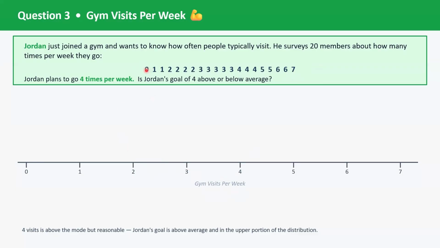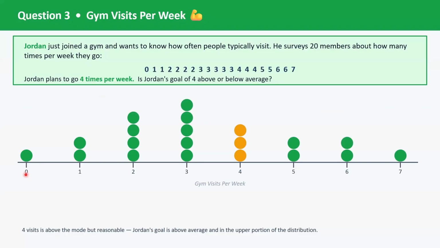So we'll put a dot above each of these numbers on the number line. There is 1 zero, that means no visit at all. There are two ones, so they visit once per week. 4 twos. So we will keep plotting the data. Now our dot plot is ready.